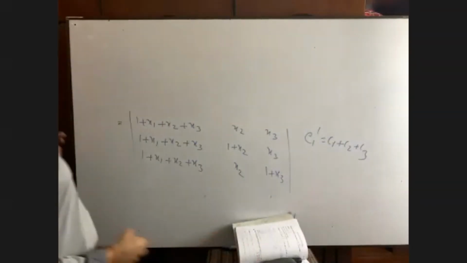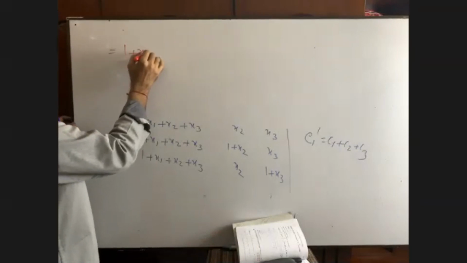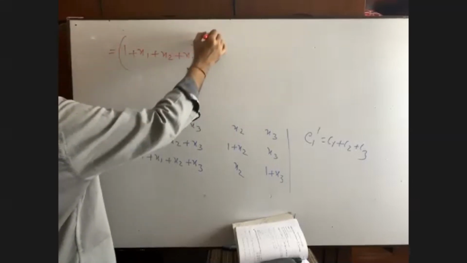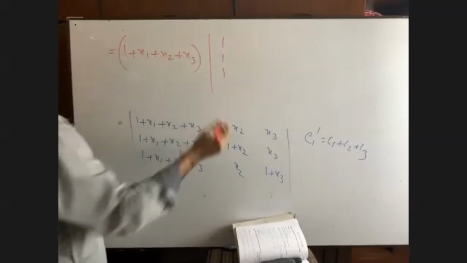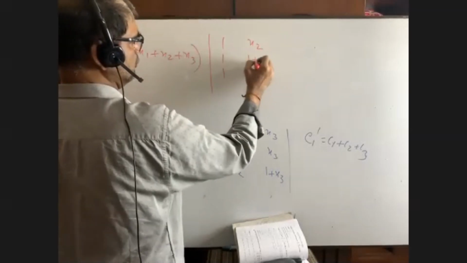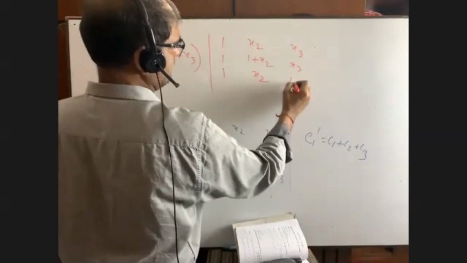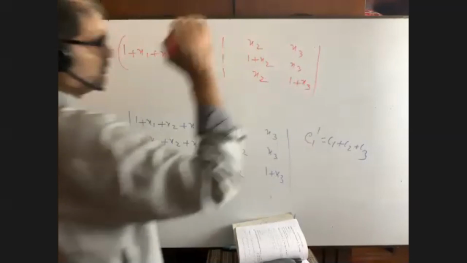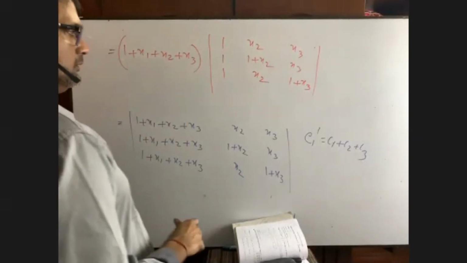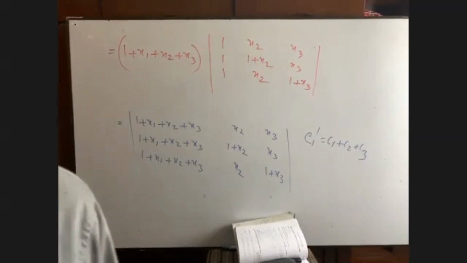Now, what should we do? Let me know. 1 plus x1, x2, x3 can be taken common from the first column: 1, 1, 1, and we are lucky that we have 1 on 1. Then x2, 1 plus x2, x2, x3, x3. Now, dear students, you please complete this math because you have already got 1, 1, and 1. Do it. Don't take time. I want to see who can do it first.